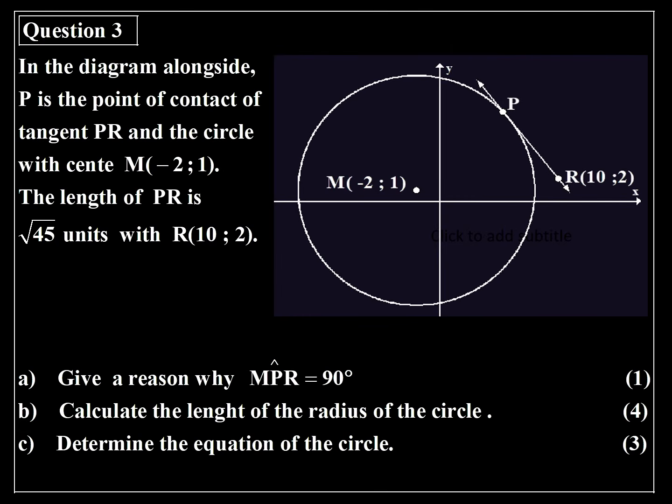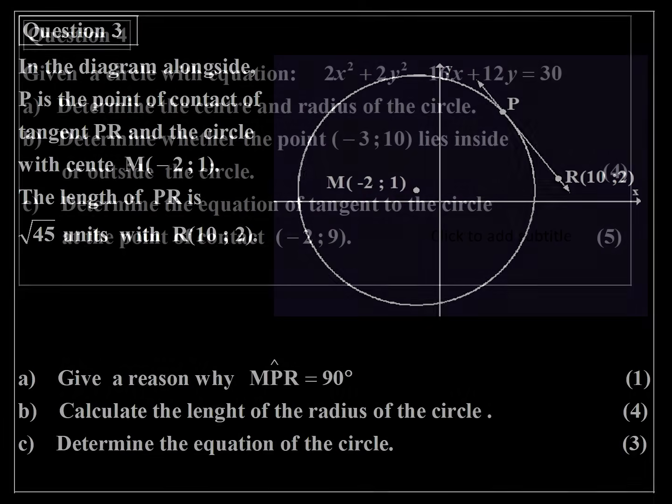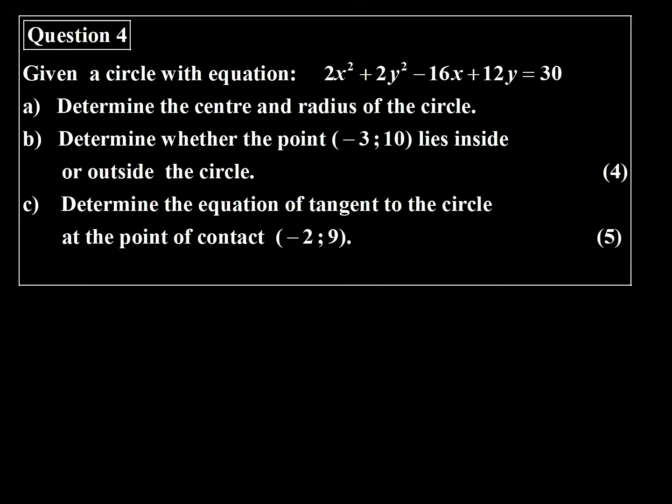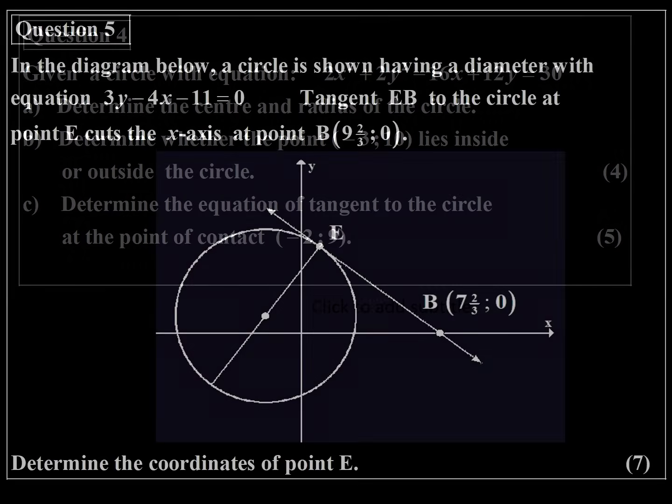Straightforward questions. Same with number 3, give a reason why it's 90. Find the length of a radius there, right? Determine the equation. Just think there's a spelling mistake there. Determine the equation of the circle. And then the last question there. Here we have an equation given. Find the center and the radius. We did something similar. Determine whether a point lies inside or outside the circle. And then we want the equation of a circle there.